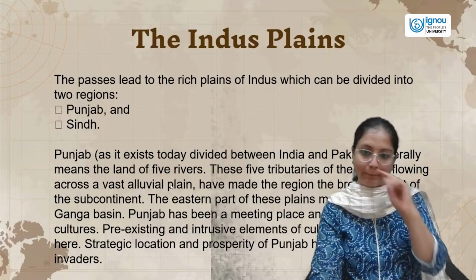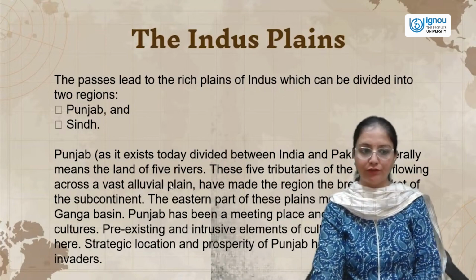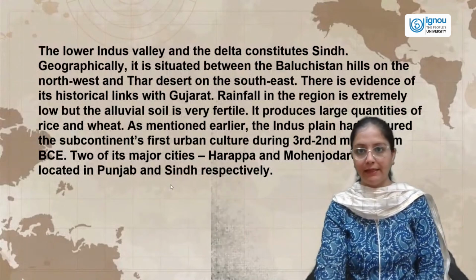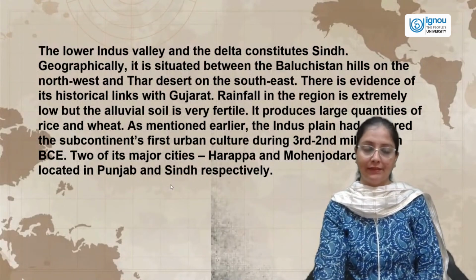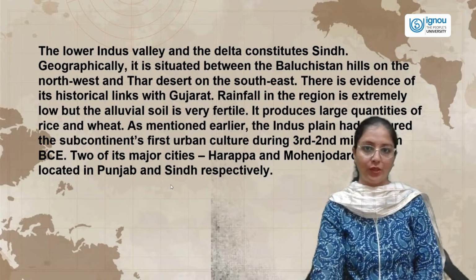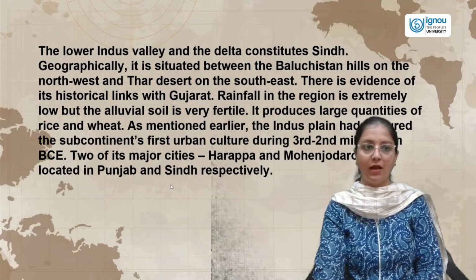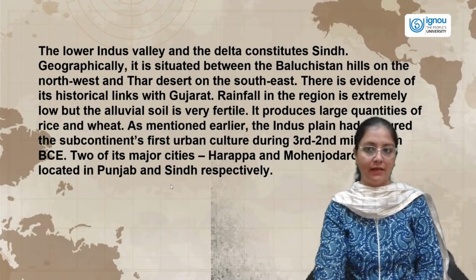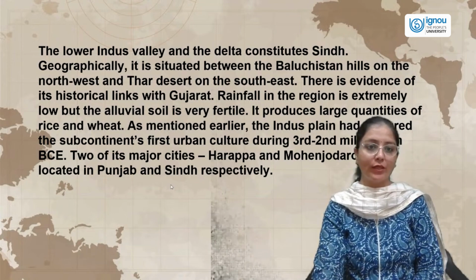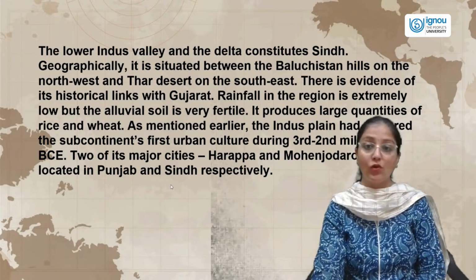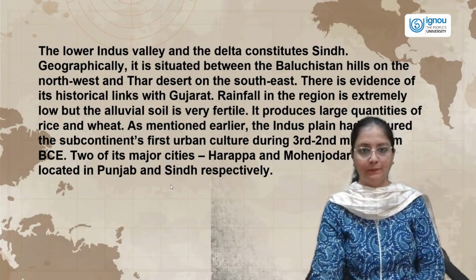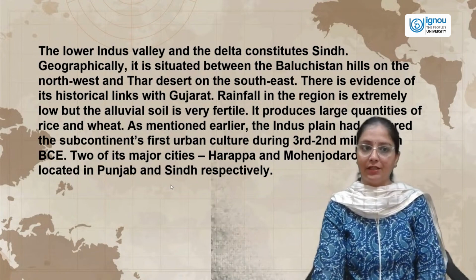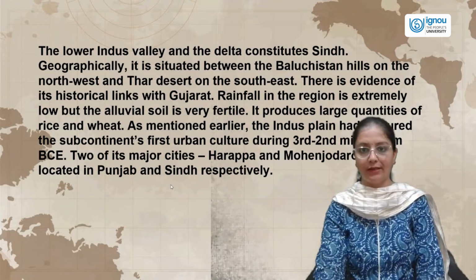Punjab has been a meeting place and melting pot of culture. The lower Indus Valley and the delta constitute Sindh. Geographically, it is situated between the Baluchistan hills on the northwest and Thar Desert on the southeast. There is evidence of its historical links with Gujarat. You have listened about Lothal in Gujarat from Indus Valley civilization. It is connected with a historical link with Gujarat.